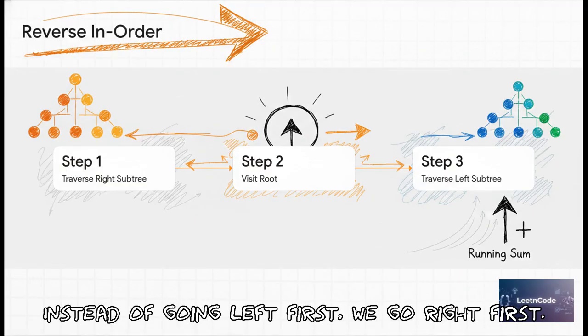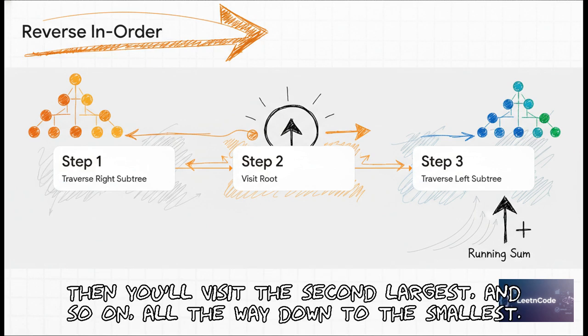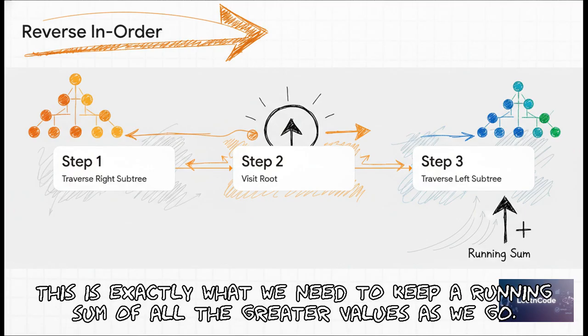Instead of going left first, we go right first. By doing that, you guarantee that the very first node you visit is the largest one in the entire tree. Then you'll visit the second largest, and so on, all the way down to the smallest. This is exactly what we need to keep a running sum of all the greater values as we go.